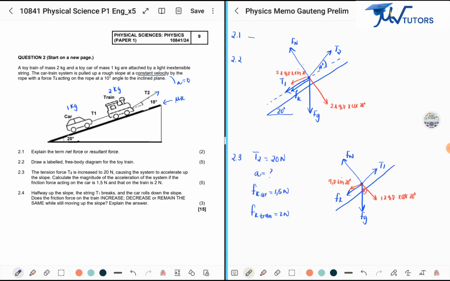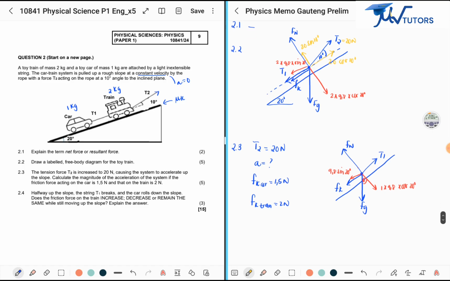I hope this color shows. So here we have T2, which is basically 20. So I have 20 sine 10 degrees, and over here I have 20 cos 10 degrees. Okay, I hope that is clear. Now let us start to calculate.